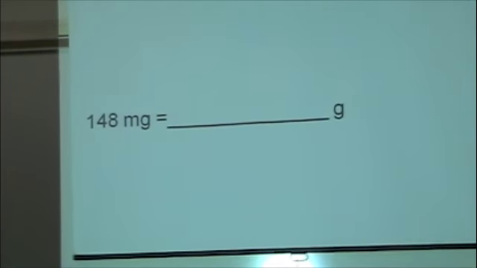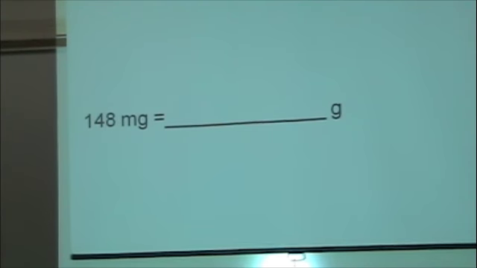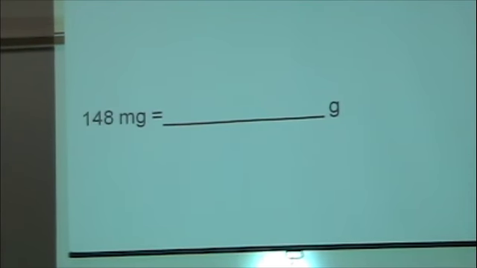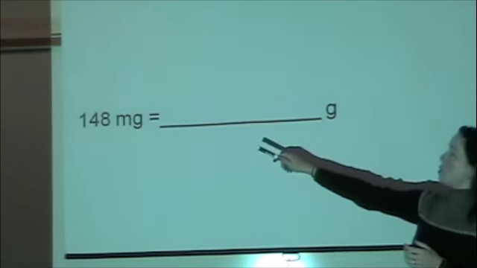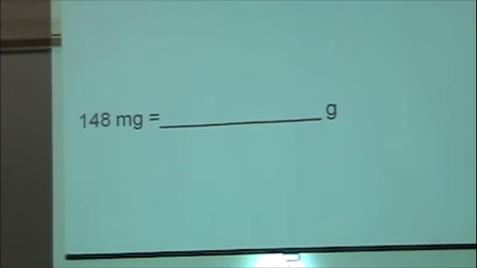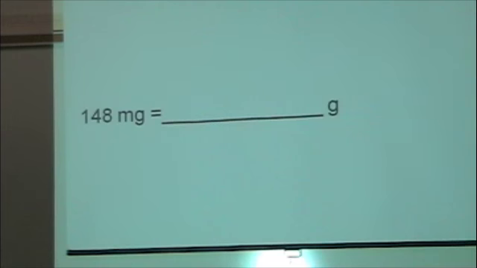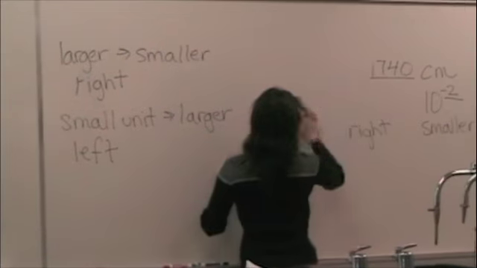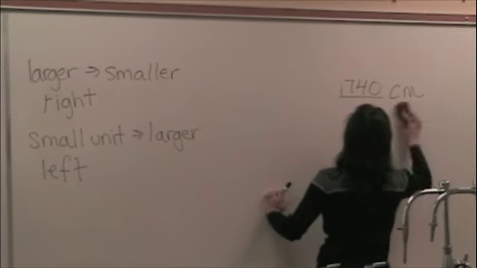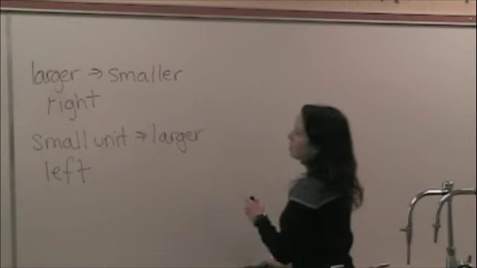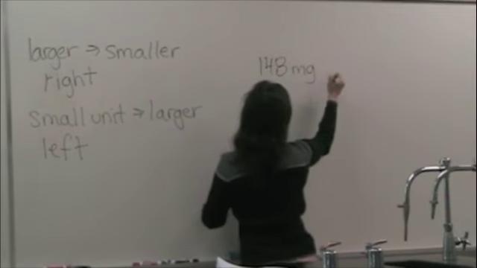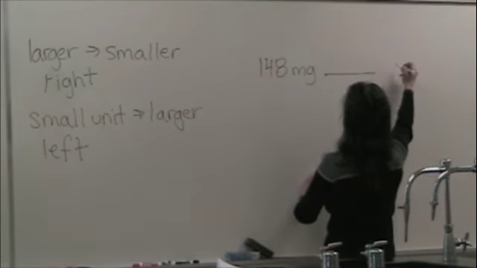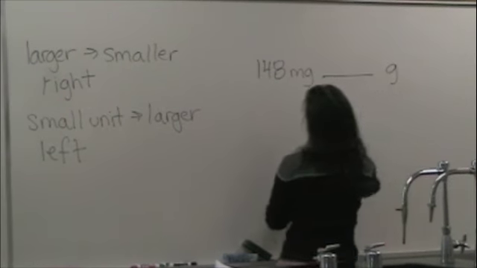148 milligrams is the same thing as how many grams? Okay, so this one is different. We're going from a small unit of milligrams to a larger unit of grams. So we're going to have to move the decimal point in an opposite direction. So let's write this one on the board, and we can go through the same process. 148 milligrams is the same thing as how many grams?